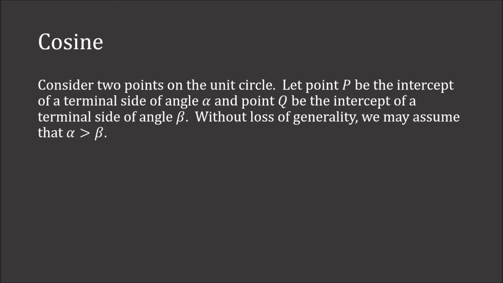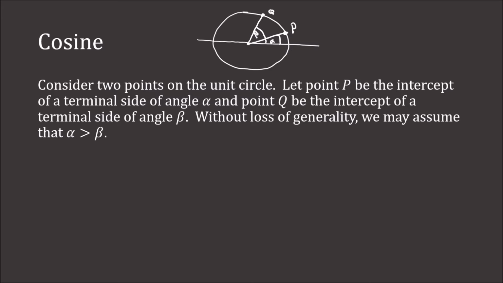Consider 2 points on the unit circle. Let P be the intercept of a terminal side of angle alpha. So I'm going to draw my unit circle at the very top. Let's say there's our unit circle. So we're going to say point P corresponds to an angle alpha, and point Q corresponds to an angle beta.